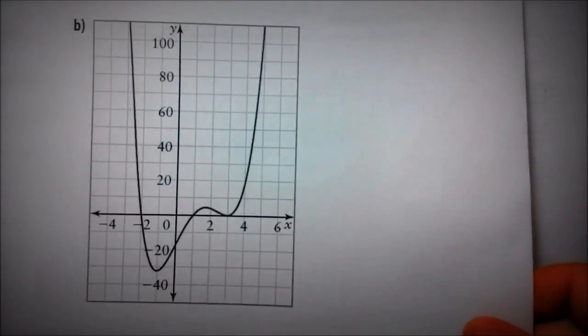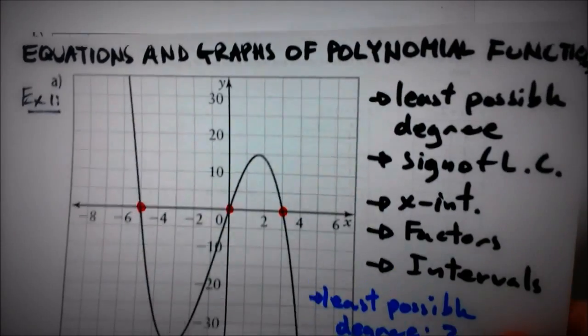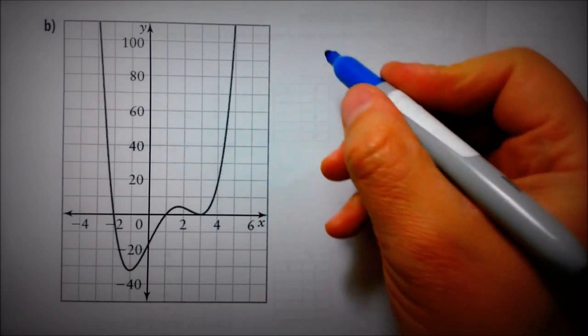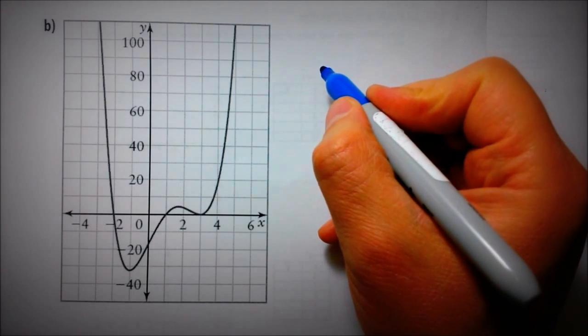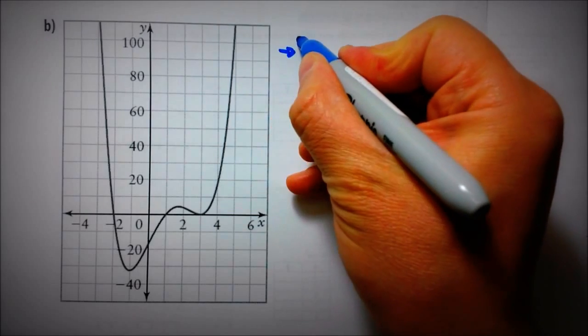Okay, so here's example B. Just like example 1A, if you haven't had a chance to check out that video, check it now. Let's look at example B. It says here, same thing again. Find the least possible degree and the sign of the leading coefficient. So what will be the least possible degree?